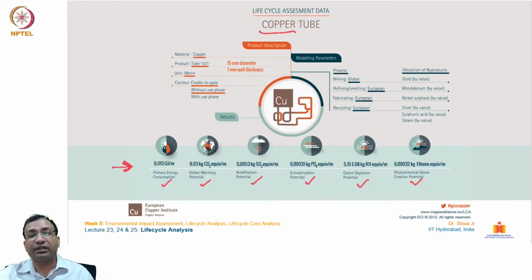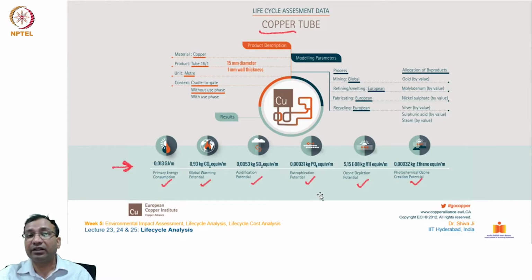So this slide talks about the copper tube. Just for an example, what is taken over here is a copper tube of 15 millimeter diameter with 1 millimeter wall thickness. There are several stages shown over here. The primary energy consumption remains at this quantity. Then there is the global warming potential, how much it exerts in terms of CO2 emission. Then there is the acidification potential, so how much it carries.